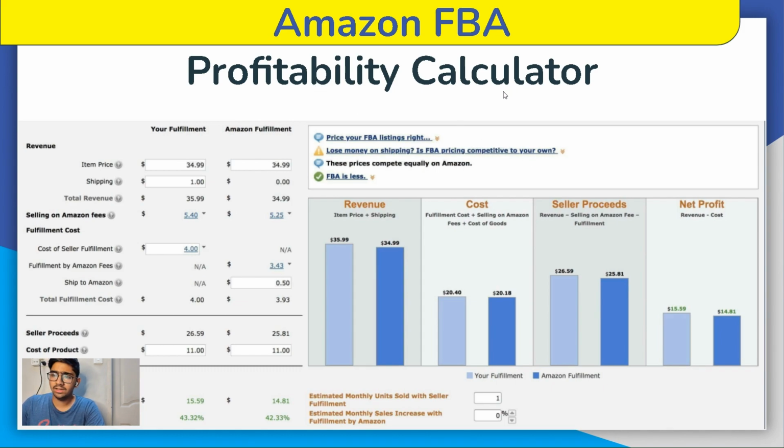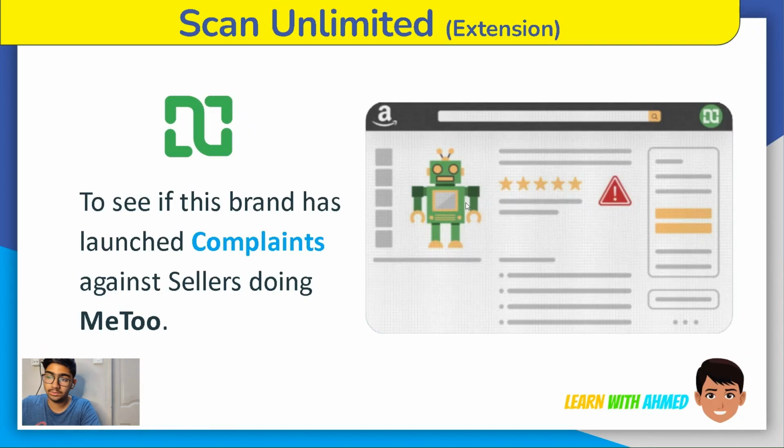Next, this is the Amazon FBA Profitability Calculator. It is also a website from Amazon, and it is also free of cost. If you are doing FBA, you can put the data in Amazon fulfillment, and then it's going to give you the net profit and net margin. If you are going to do FBM, you can put all the data in your fulfillment, and you will get the net profit and net margin. It also shows you a graphical representation of the revenue, cost, seller proceeds, and net profit. But as I said, RevSeller can do all this by itself, so I recommend it more.